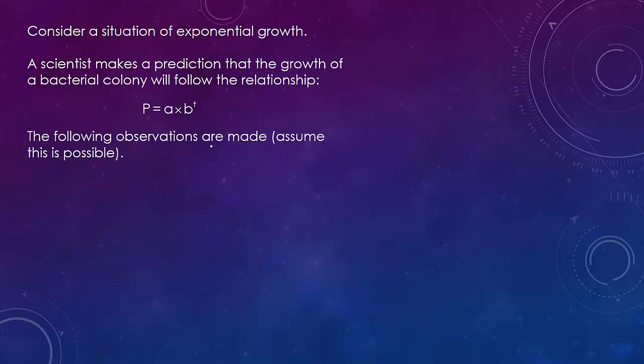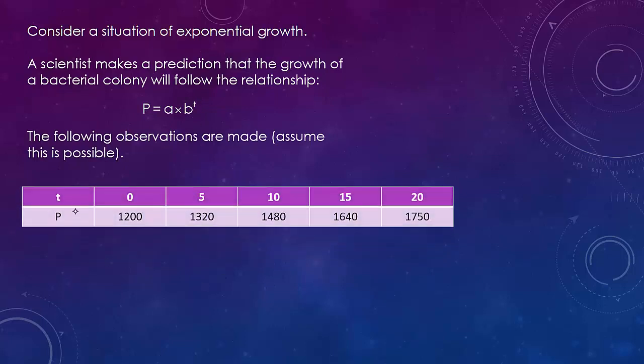The following observations are made. Let's just assume this is possible. I'm guessing that there is no bacterial culture that will grow like this. And we're going to say P is the actual number of bacteria and T is the time in days. So 0 days, 5 days, 10, 15, 20, and these are the numbers of bacteria.